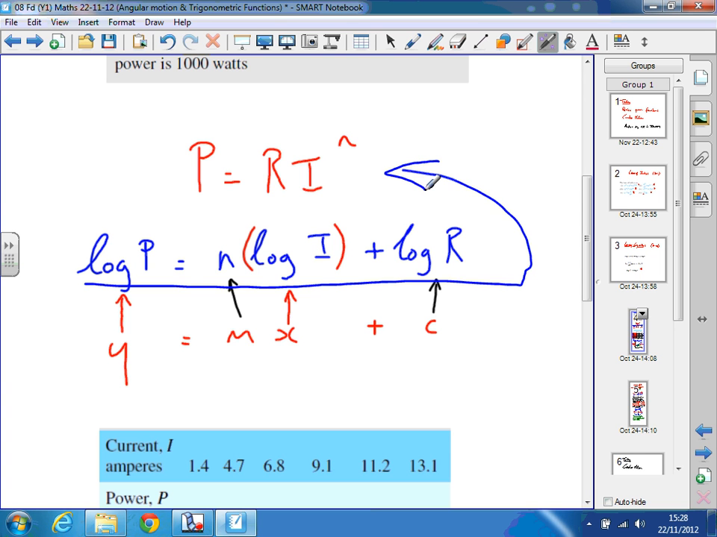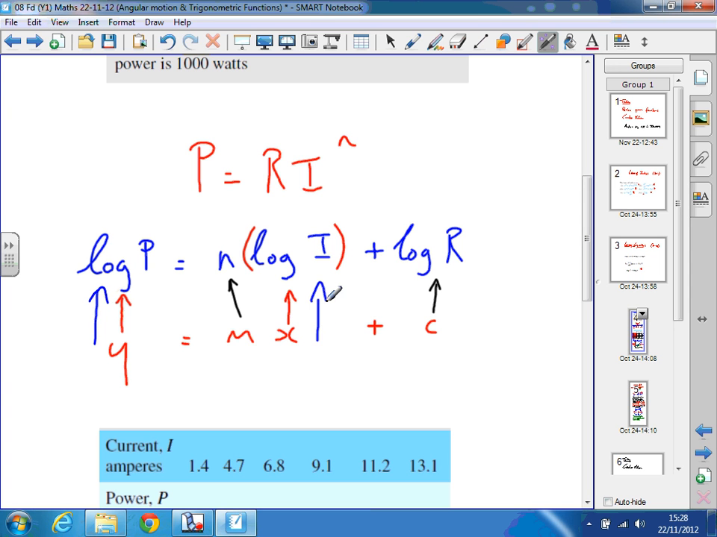And then we compared that with the equation of a line, y equals mx plus c, and saw that if we plot not power, but the log of power, against not current, but the log of current, we get a straight line, and the gradient of that line will give us the value for n in this function here, and the constant c, the y-intercept, will give us the logarithm of the value of R. So from there we could find R, and that's the sort of thing we did last time, if you remember. A very useful and powerful technique.